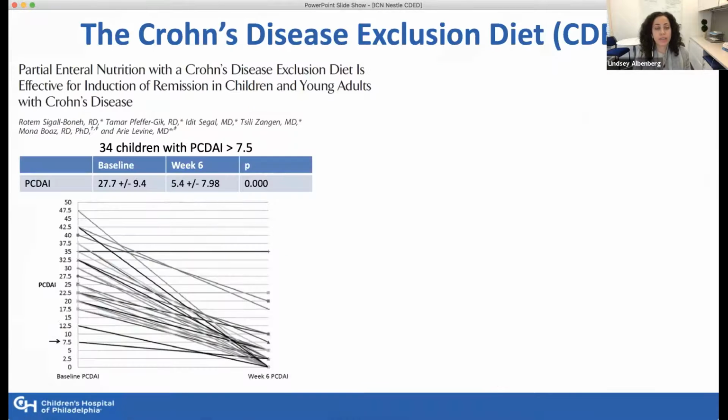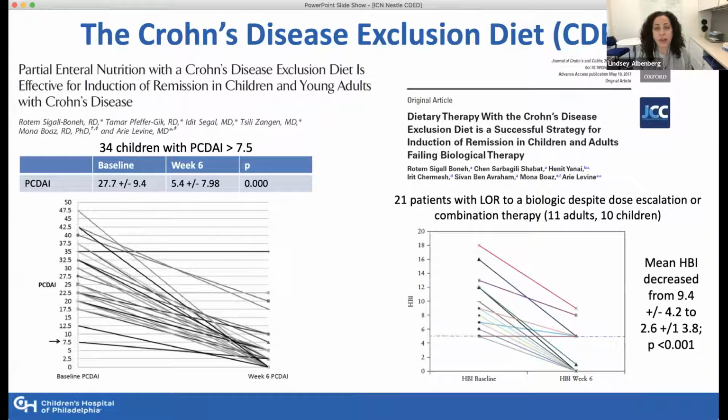So there were originally 2 case series published, the first in 2014, which showed improvement in clinical disease activity in adults and children with active Crohn's disease from baseline to week 6. And then in 2017, again, showing improvement in clinical disease activity in children and adults who had lost response to a biologic despite dose escalation or combination therapy.